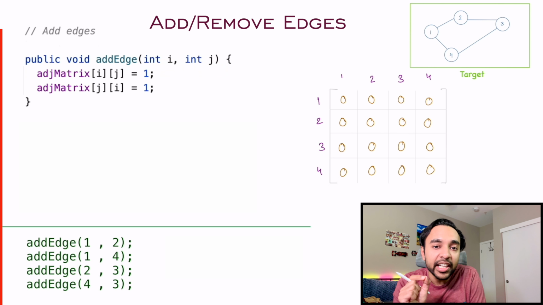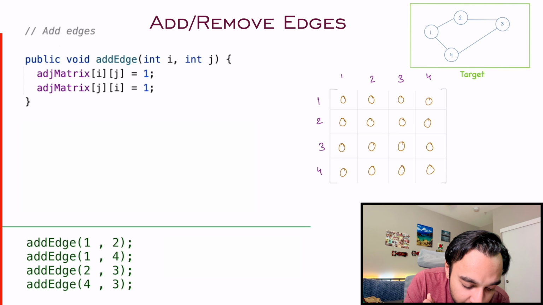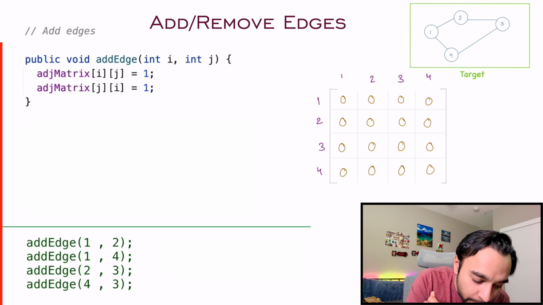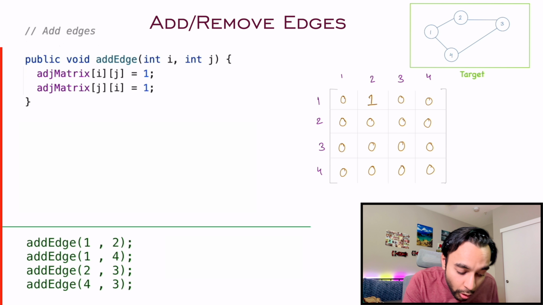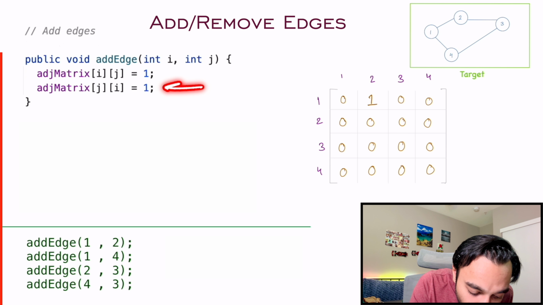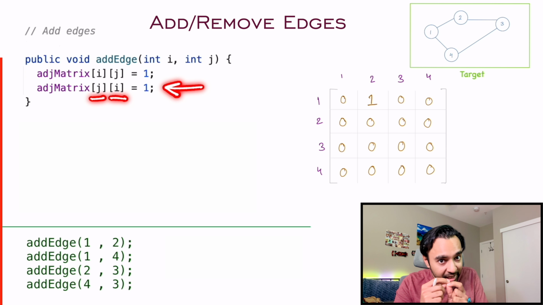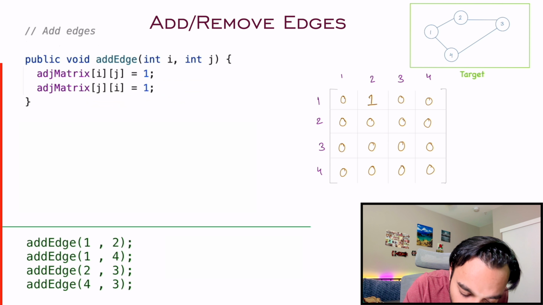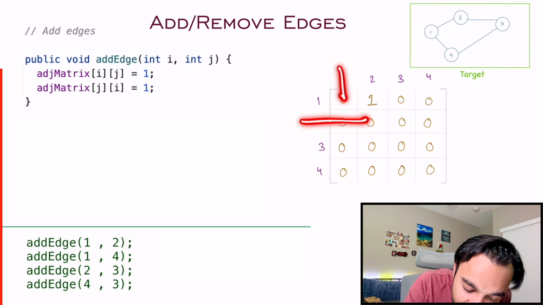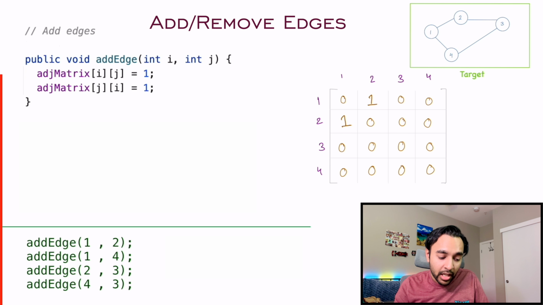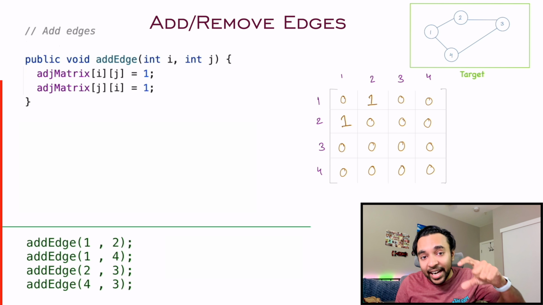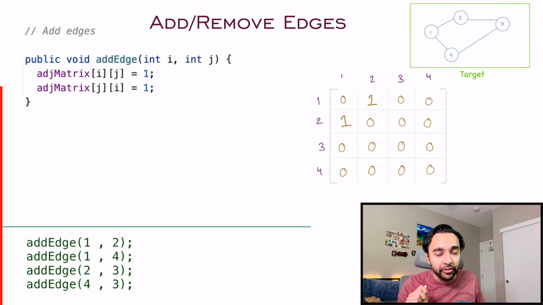And how do you create an edge? First of all, you will change the value of row 1 and column 2. So this value becomes 1. And then you also change the value of row 2 and column 1 because it is an undirected graph, correct? So row 2 and column 1, this value also changes to 1. So that is how you will add an edge between 2 nodes in your graph.